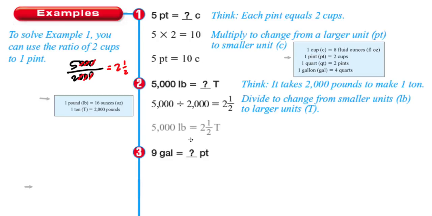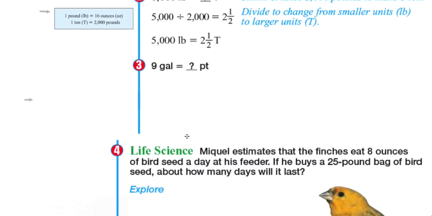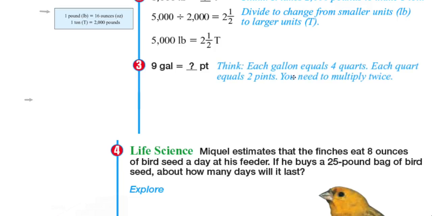So in this case, 5,000 pounds is equal to 2.5 tons. Okay, and let's take a look at gallons. Gallons to pints. Again, we need to think each gallon equals 4 quarts, each quart equals 2 pints. You need to multiply twice. Or let's take a look at the staircase.